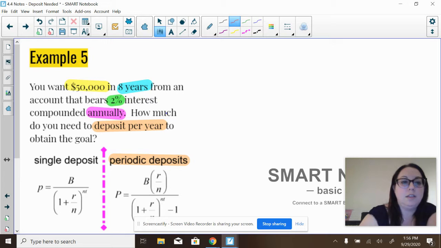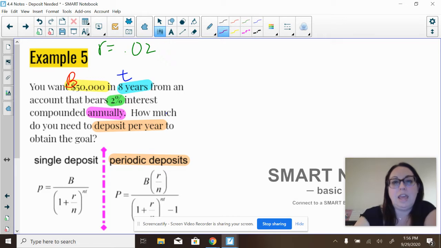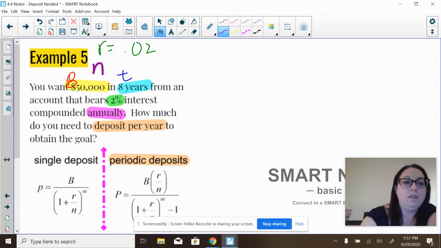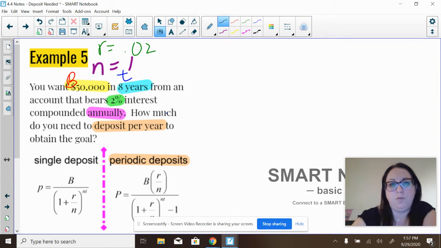So we've got the account balance, 50 grand. We've got a time value of 8 years. We've got our rate of 2%, and you can check that on the calculator, but that's going to be 0.02. And then annual compounding means that it only gets compounded and added interest to it one time a year. So we've got our B, R, N, and T values. So we're going to plug in to our beautiful formula for periodic deposit.